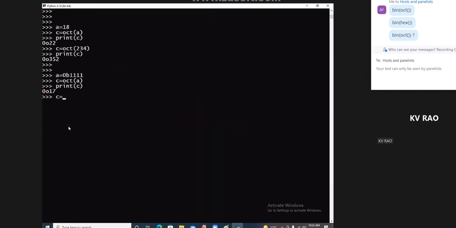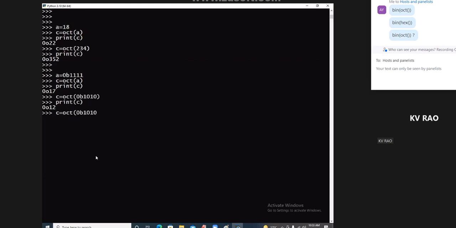Directly I can write it. C is equal to oct of, let's say take 0b1010. I'm taking a smaller number for example, where you can understand it quickly. I can take even a bigger number also. Print of C. I got the data 12. The equivalent of 10 is 12. You can say directly like this.